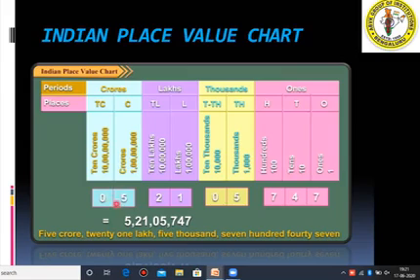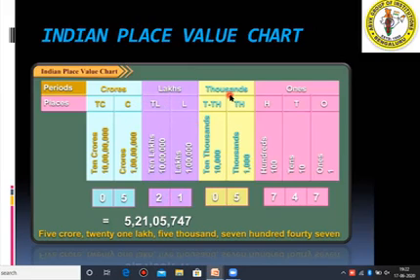So how do you read? Here you can see 0, 5. The 0 is in the 10 crores column, so there is no number there. Only 5 is there, and this 5 is in the crores period. So you read this as 5 crores. Next, under the lakhs period, you have 21. You know to read this as 21, so 21 lakhs. 5 crores, 21 lakhs.